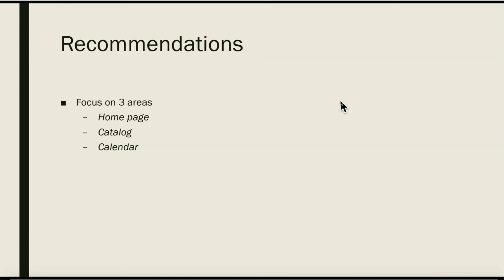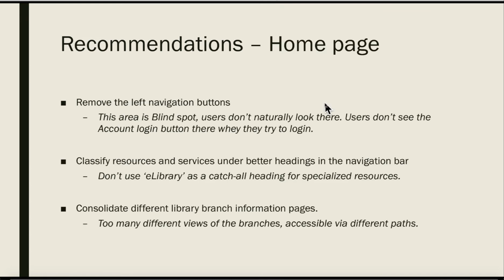Now for some recommendations. I'm going to focus on 3 areas: the homepage, the catalog, and the calendar. Now for the homepage, I think we need to remove the left navigation buttons. This area tends to be a blind spot. Users don't naturally look there. Many users said they only focused on the top navigation headers to figure out what they were looking for. So in the task where the users were looking for the account login, there was a big button to be able to log in on the side, and users scrolled up and down and just didn't see it.